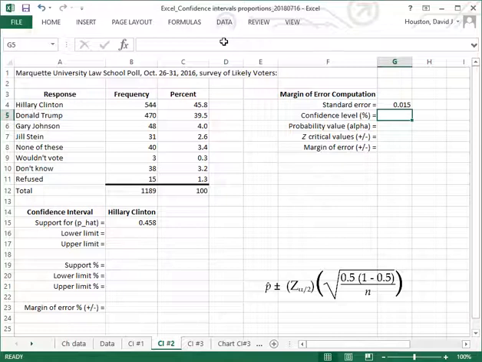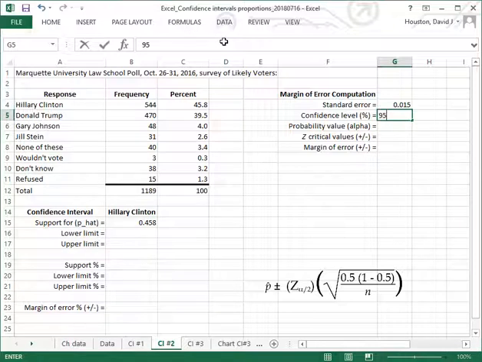Now the reason why a 50-50 split is used for constructing the standard error for this confidence interval is that it gives us the largest possible standard error mathematically given this sample size. In that case, the widest confidence intervals, hence the most conservative estimation of what the population support is for this particular option based upon this sample.